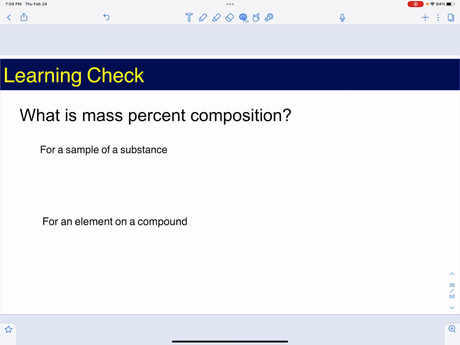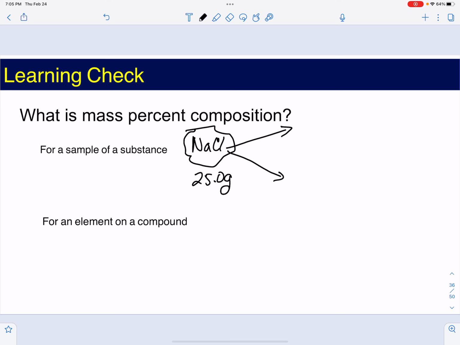Let's say, for example, that I have a sample of NaCl, which happens to weigh 25 grams. And then I do something to it that I break it into Na and Cl. And in this particular case, I have, let's say, 16 grams of this and 9 grams of that.